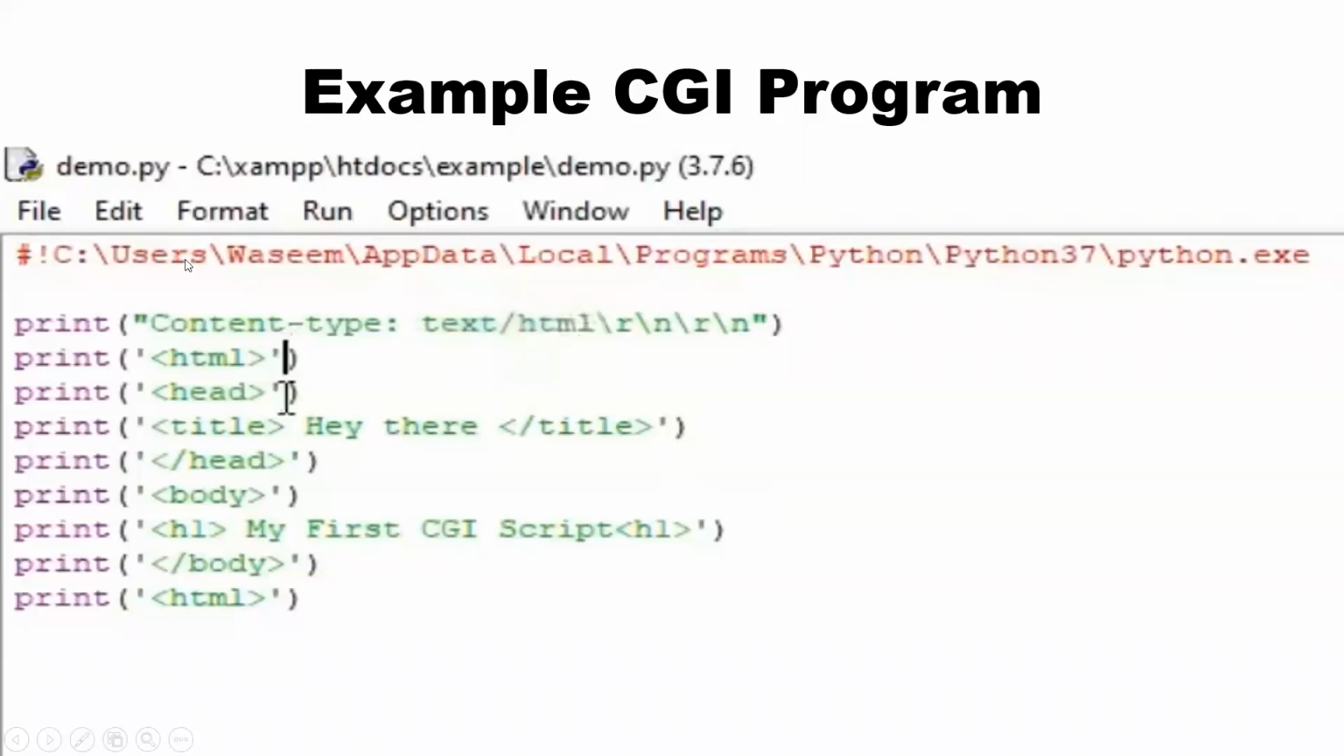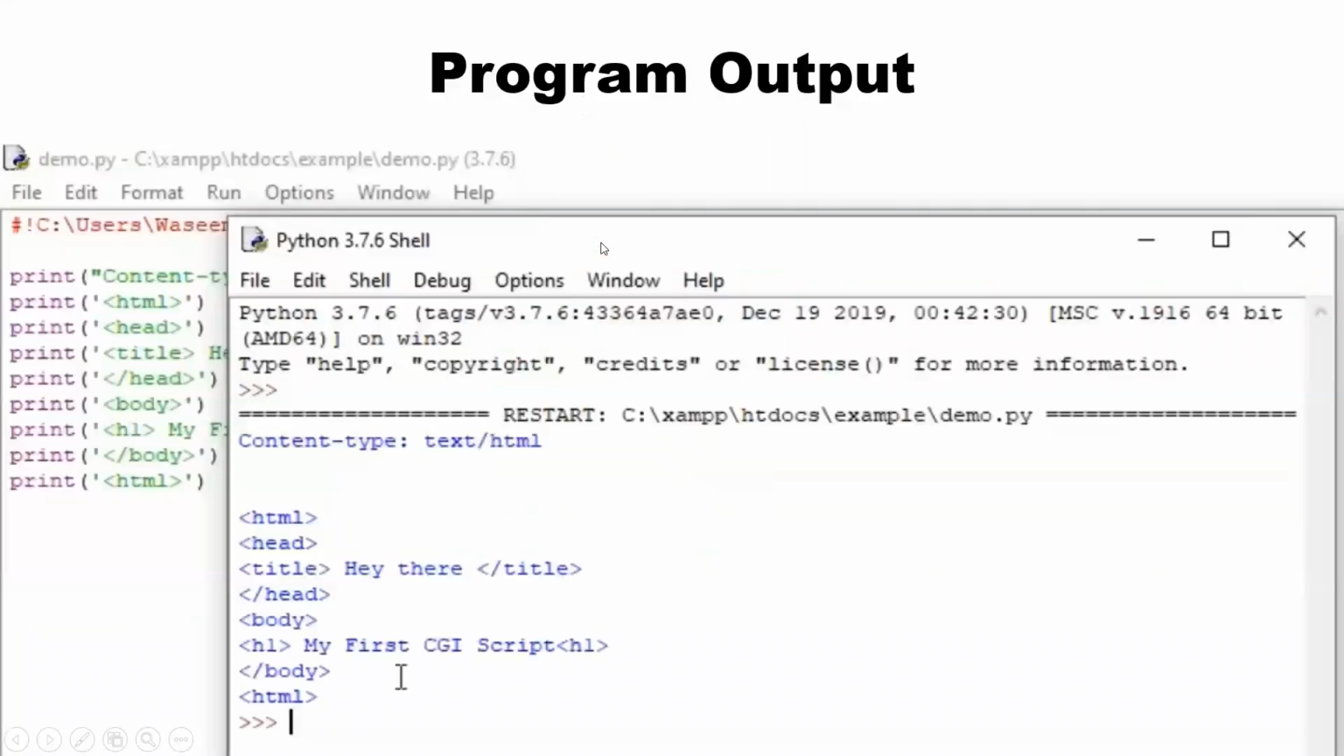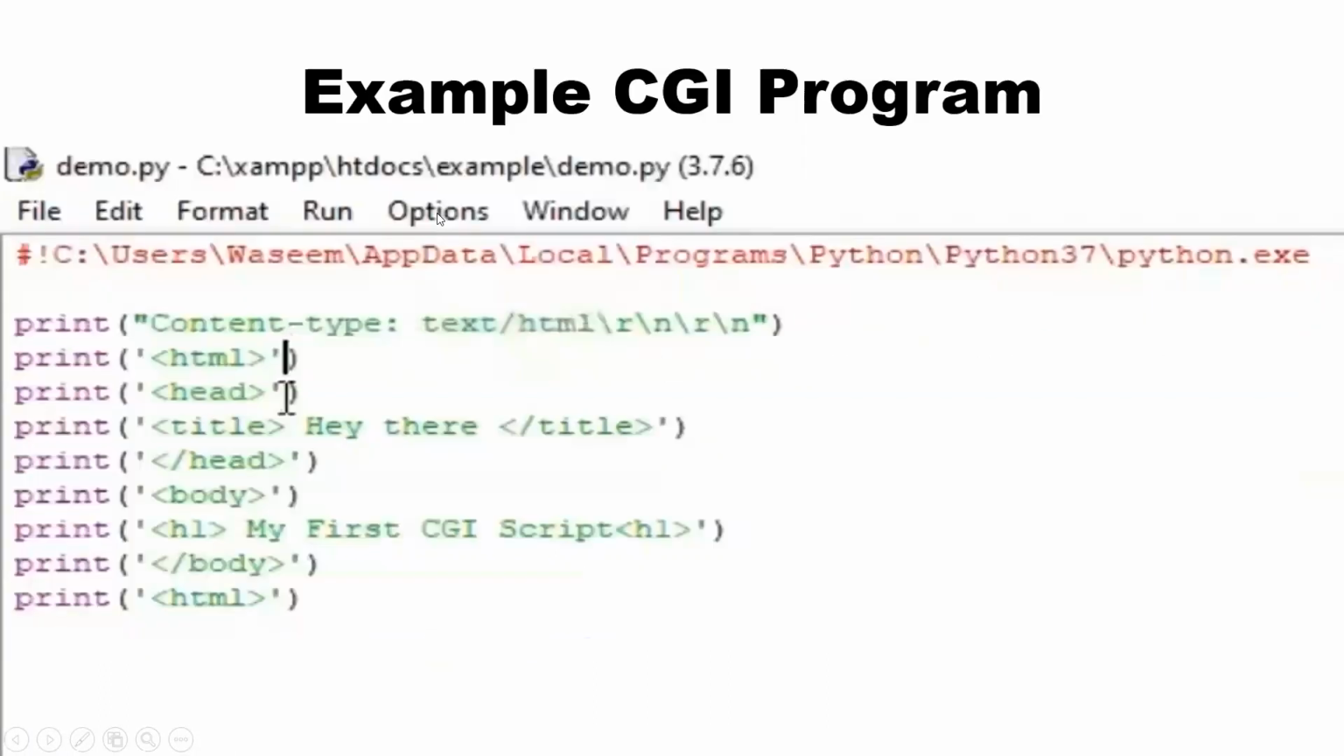Then C: users, VASM, app data, local programs, Python. This is where you have the Python exe file. That entire path you need to copy here. So before this Python path, you need to write that hash symbol and exclamation symbol before the prefix.